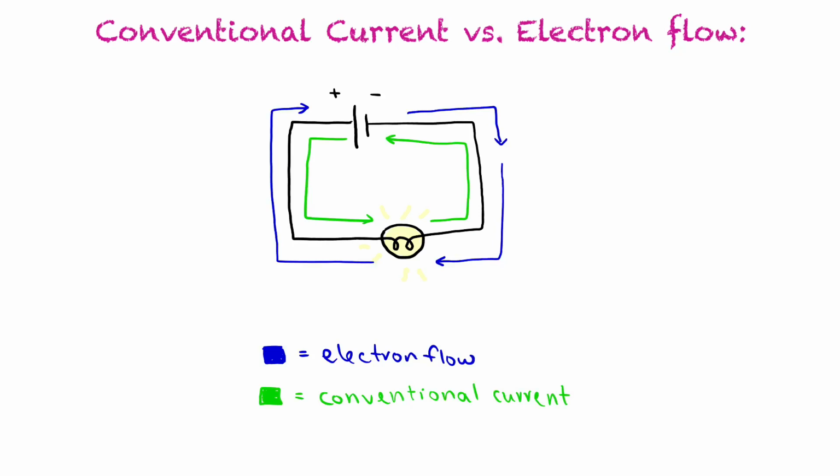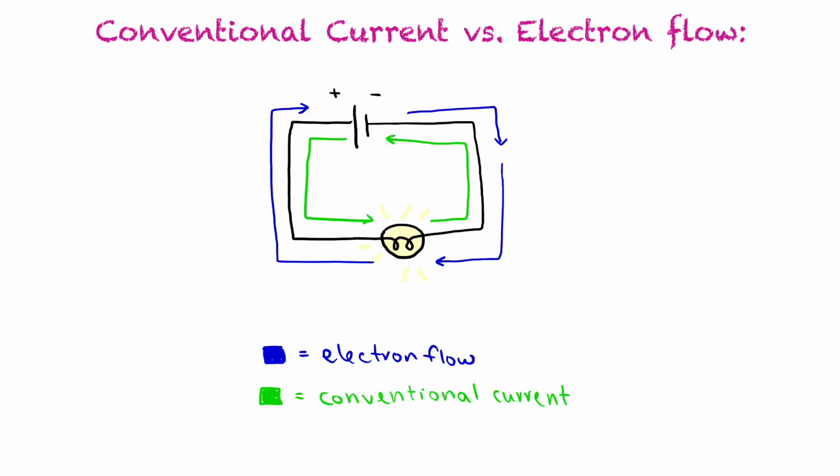Now we're going to take a step back and talk a little bit about conventional current versus electron flow. So when current electricity was first discovered, it was assumed that current flowed from the positive end of a battery and went through the circuit and came back to the negative end of the battery. So that's kind of the theory that's been adopted and accepted over time. So it would show going from the positive end all the way back to the negative end.